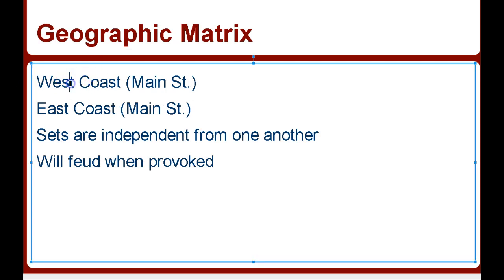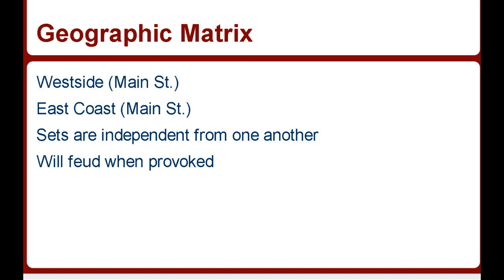Actually, those sets that are on the west side of Main Street are called West Side Crips. And then on the east side, they're called East Coast Crips. Has nothing to do with living in New York or New Jersey or anything. Main Street is the dividing line. So those Crip sets that are to the west are West Side, and those to the east are called East Coast.